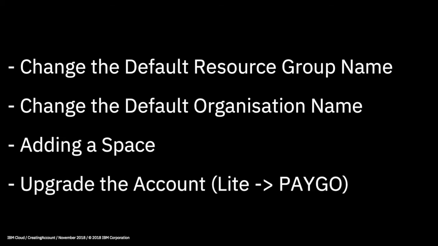Okay, so that's it for the lab. It's quite a long one, so just a quick recap of what we did. The first thing we did was log in. We changed the default resource group name. We changed the default organisation name. We then added a space, and we ended the first part of it. It was actually upgrading the account. You didn't see me do it, but I put my credit card details into the account, and I upgraded from a Lite account to a PAYGO account.